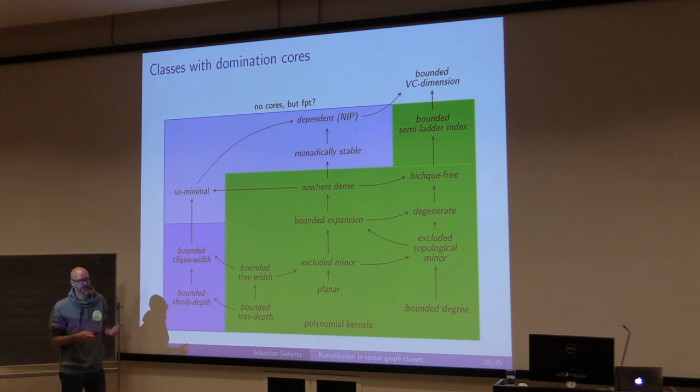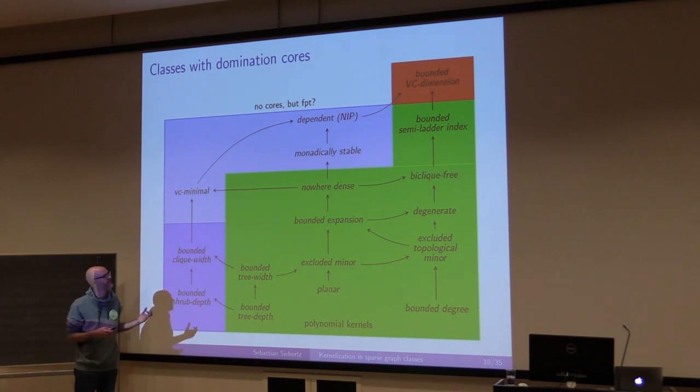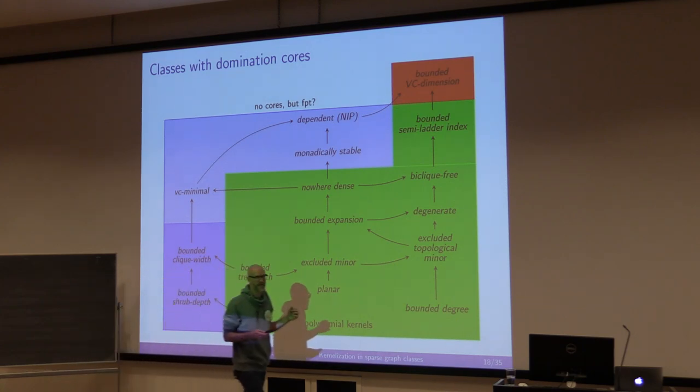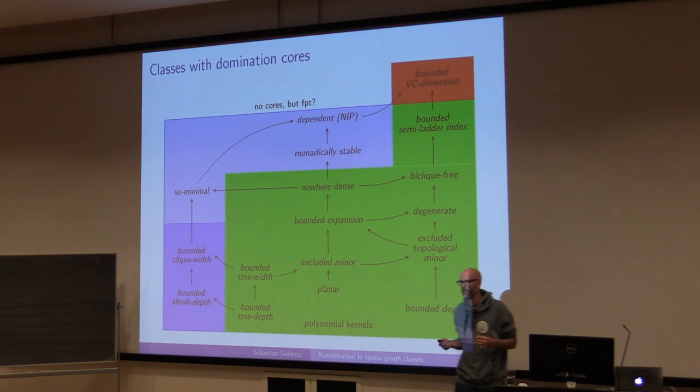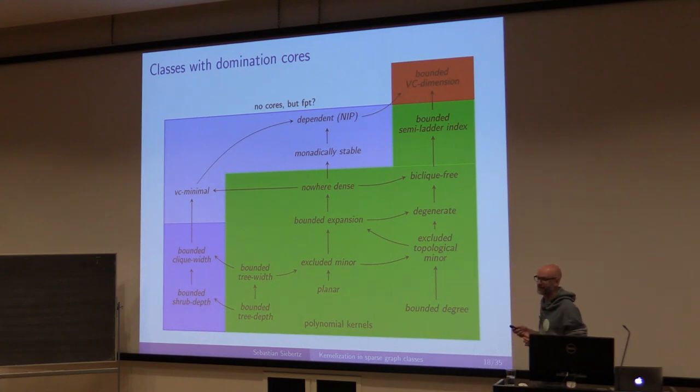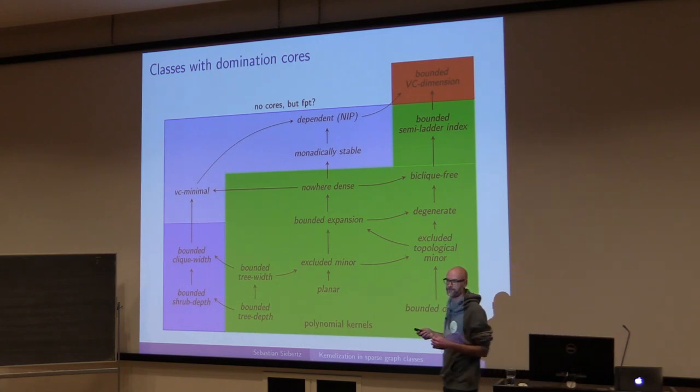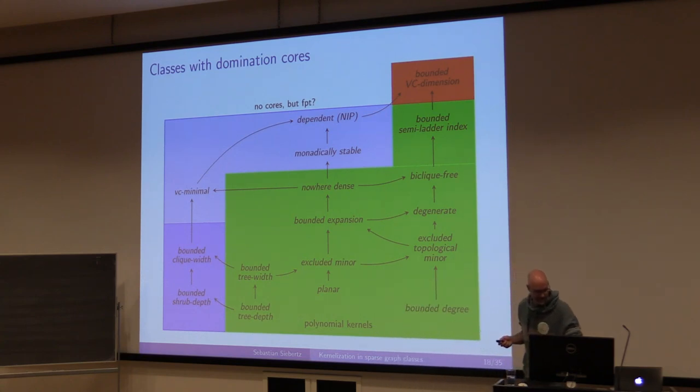And then bounded VC dimension, which has popped up, we know that we cannot do because, for example, on unit disk graphs, the problem is already W1 hard, and this has a bounded VC dimension. Yes. So this is really about the core technique.